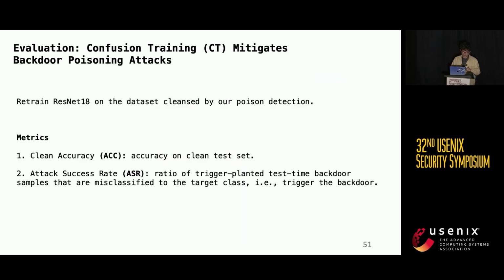And also we evaluate confusion training. We investigate whether confusion training can mitigate backdoor poisoning attacks. That is to say, after cleaning the data set, we retrain a model on the cleansed data set. We see whether the model will still be backdoored. We measure clean accuracy and attack success rate. The clean accuracy denotes accuracy on the clean test set. The attack success rate denotes the ratio of trigger-planted backdoor test samples that are misclassified to a target class.